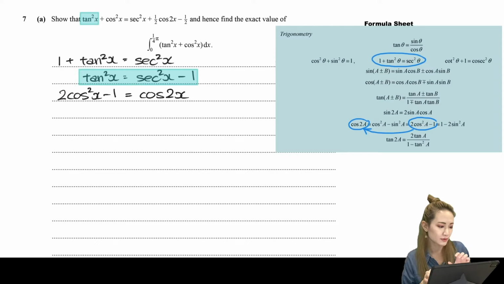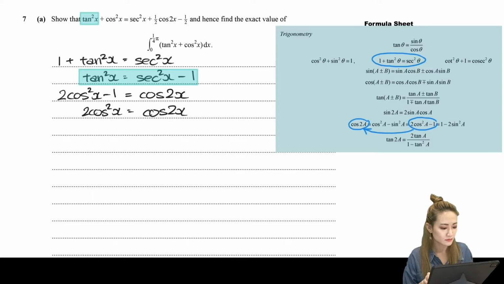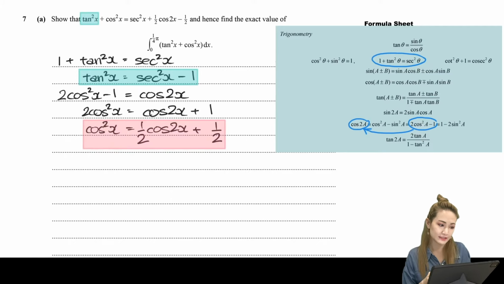And then from the other identity, 2 cos squared x minus 1 equals cos 2x, we want to use it to replace the cos squared x. So we need to make cos squared x the subject of the formula. If you do that, cos squared x equals a half cos 2x plus a half. This means we can use this to replace the cos squared x.